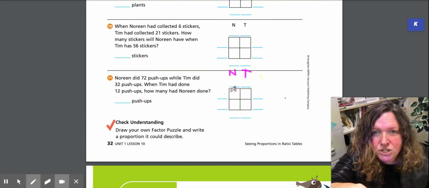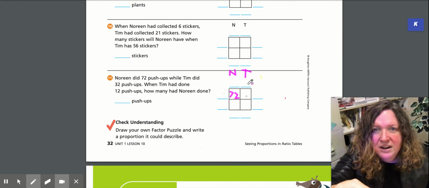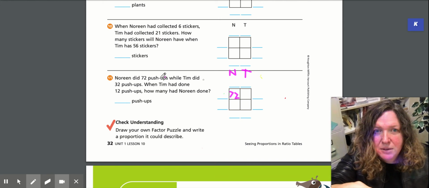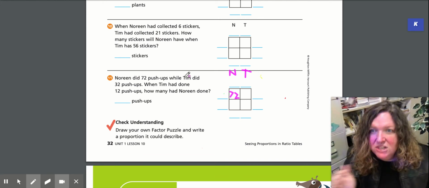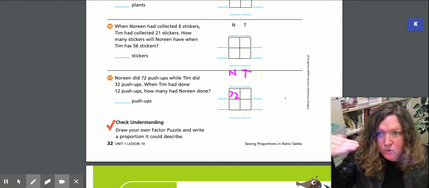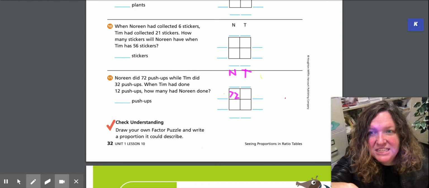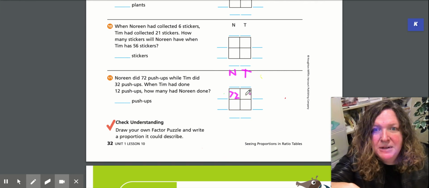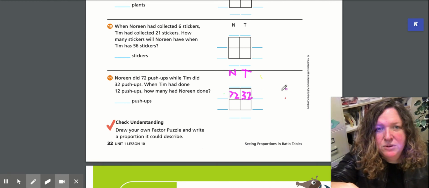So she did 72. I've got to put her push-ups in the side that's hers. Now, once I put it there, I need to match up Tim's at the same time, because it says while. While she's doing that, he's doing something else. That means those two have to be on the same line as each other because they're happening at the same time. So I've got to put the 32 under Tim, and I also have to put it next to the 72. There it is, 72 and 32.